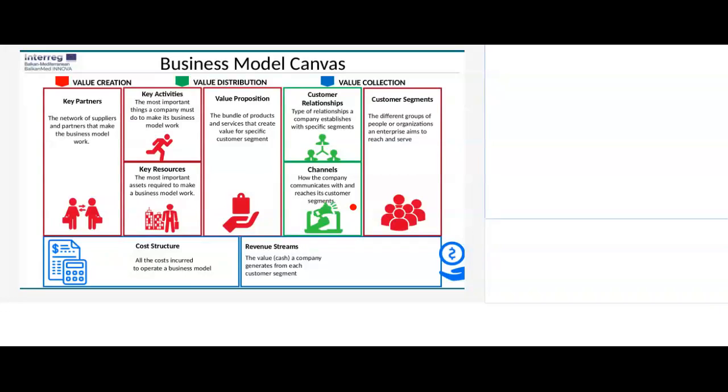As for the cost structure, it addresses all the costs that are incurred to operate the business model. That means all the money that we need in order for the business model to work, addressing external experts, key partners, the money that we need for production, the money that we need for operation, any other fixed or variable costs.